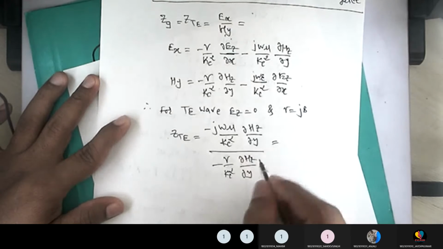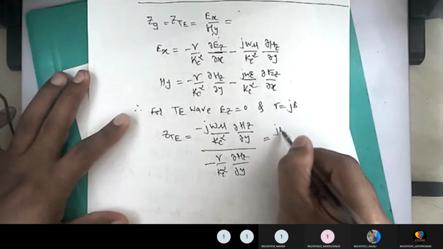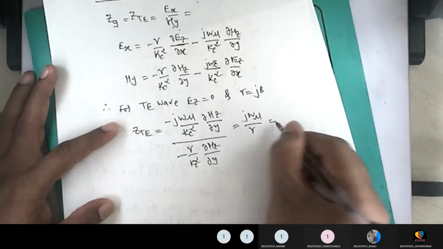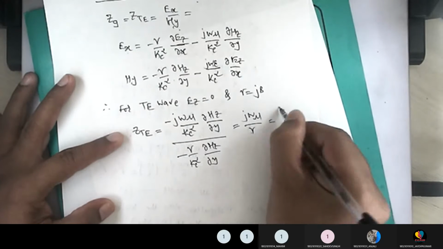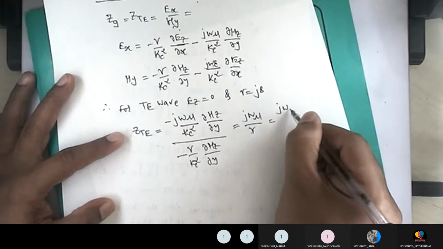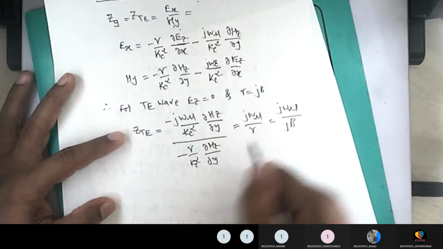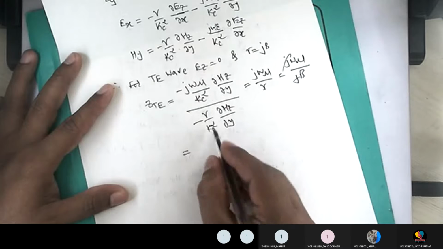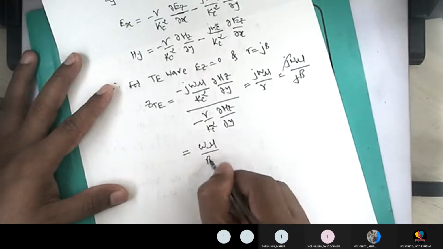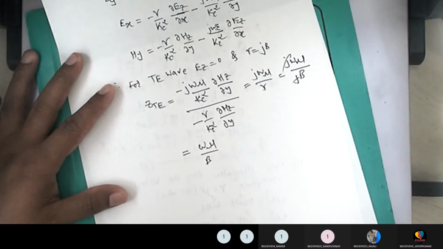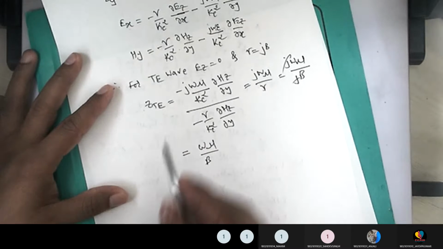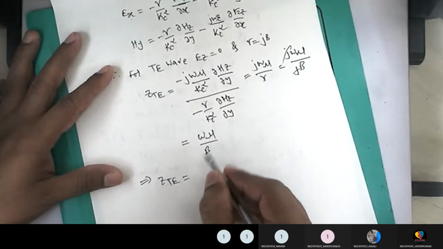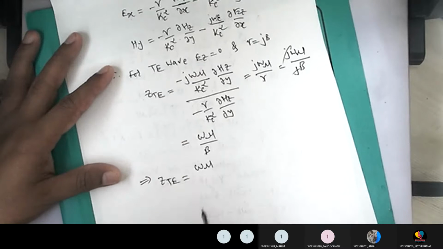Now, all of you are aware this is equal to j omega mu by the propagation constant, and this propagation constant itself is equal to j beta, so j omega mu by j beta. The j will cancel, so this whole term is omega mu by beta. So if I solve these two parts, I will get ZTE, which becomes equal to omega mu.